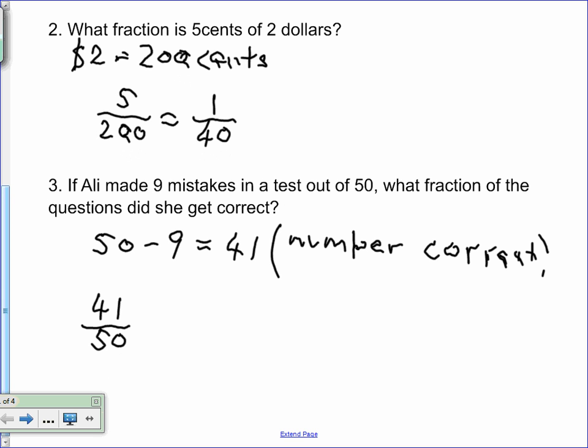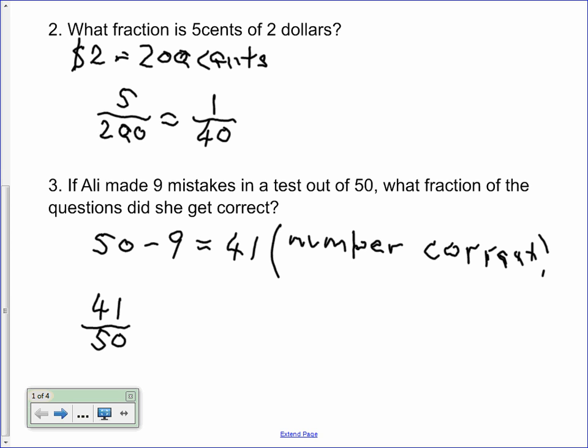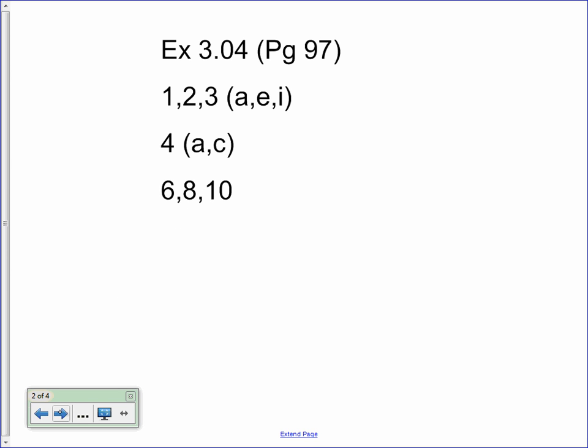So what I would like you to do for the next 10 to 15 minutes, yes, Lachlan? Number correct. We're going to get this worked on, don't worry. What I'd like you to work on for the next 10 to 15 minutes before I do something else is this: Exercise 3.04, page 97. Write these down, please, right now.